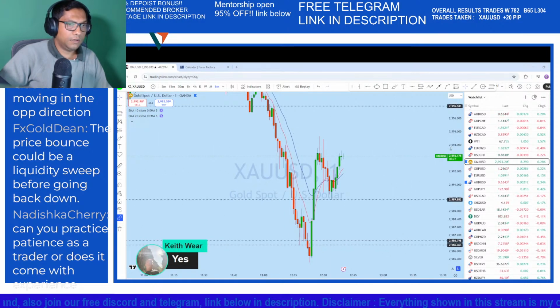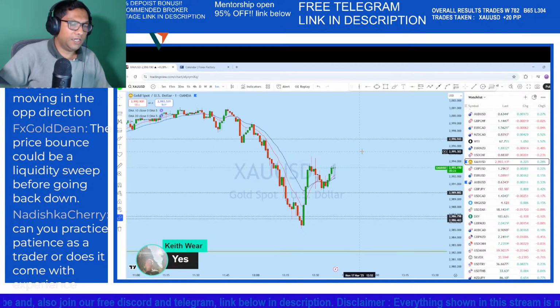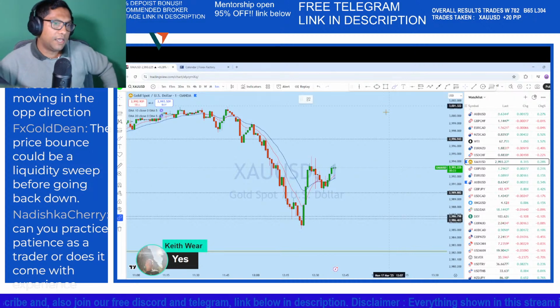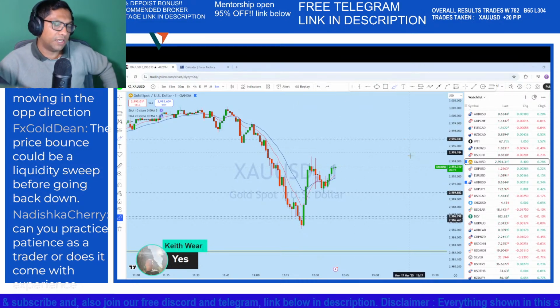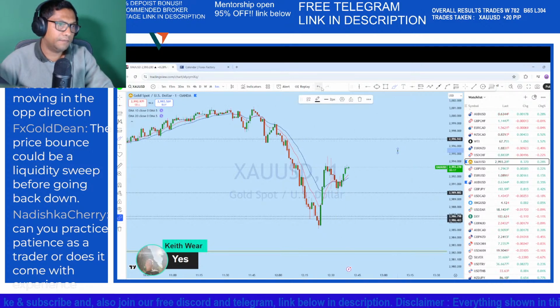Now, as you can see, it has made its move. We can expect a pullback and then to potentially bounce again to create a new higher high here.